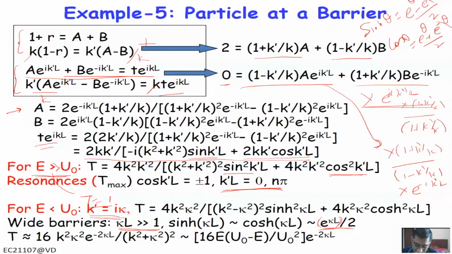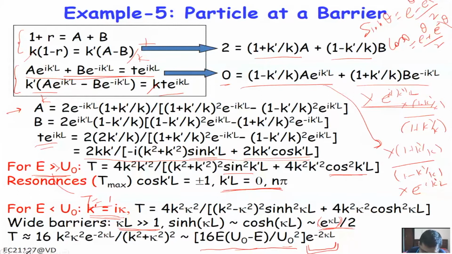And k is root 2mE by h bar square, and this kappa is root 2m (U minus E) by h bar square, if E is less than U. So what you have here: 4 times k square becomes E, kappa square becomes U minus E, and k square minus kappa square becomes U, right? And then this is 4, so 4 times 4 is 16. So you see, these are some energy terms, and the dominant term is e to the power minus 2kL. So it basically depends exponentially.